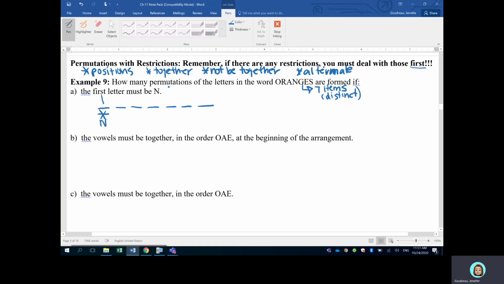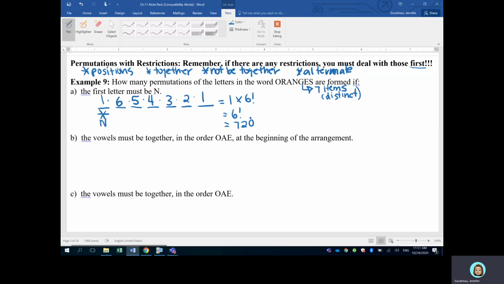Now when I go to the other blanks that do not have restrictions, I can think about the number of choices for those ones. Since I've used the N, I have 6 choices left for the next blank, 5 choices for the next one, 4, 3, 2, and 1. Fundamental counting principle says to multiply all the numbers together, and writing in factorial form, this becomes 1 times 6 factorial, or just 6 factorial, which is 720. So there are 720 arrangements of the letters of the word orange that begin with the letter N.